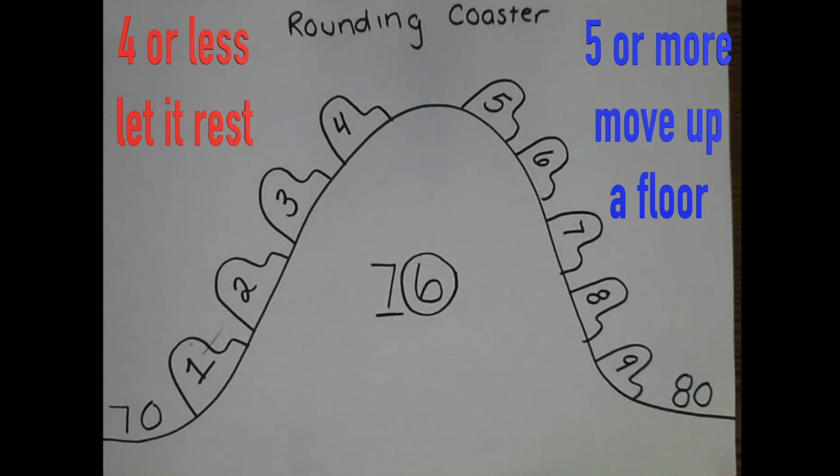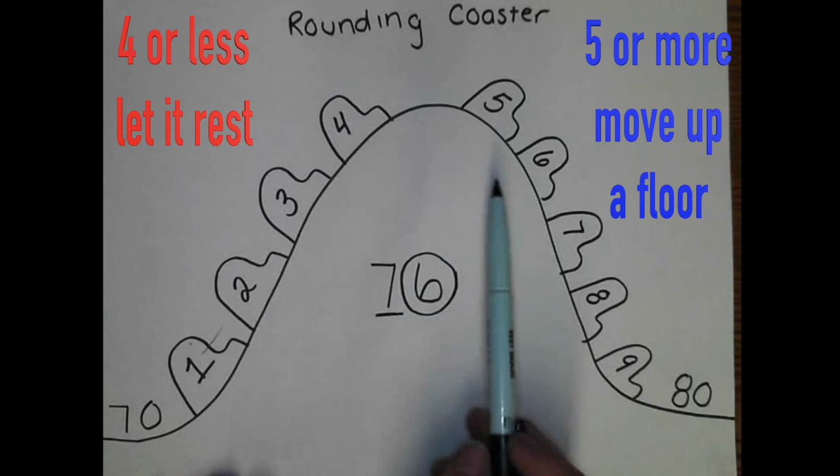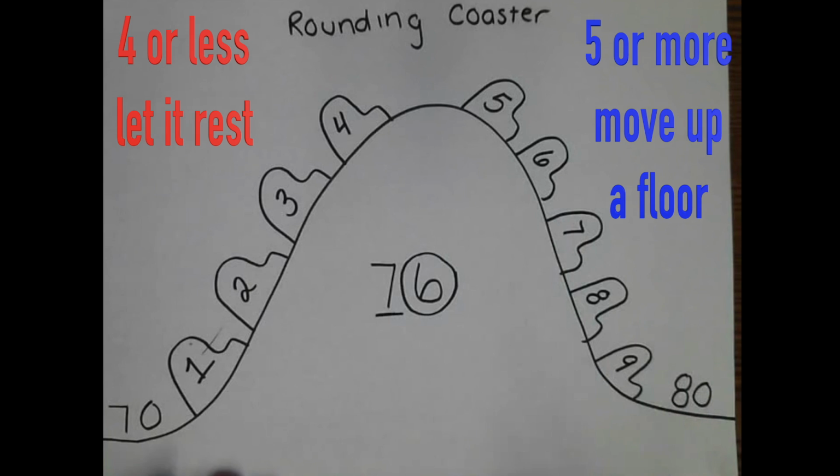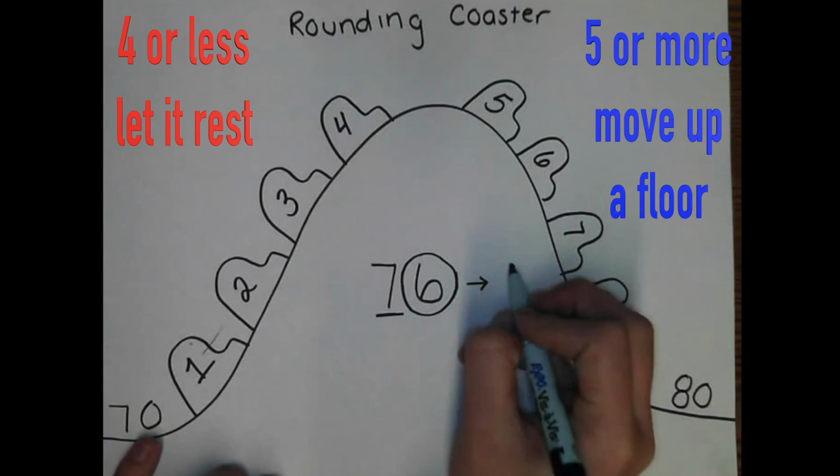Now, I have to see. My neighbor number is 6, and if I look on my roller coaster and I remember my rhyme, 5 or more, move up a floor. So 6 is over here, and I'm going to have enough energy to go back down to 80, so that means 76 is going to round to 80.